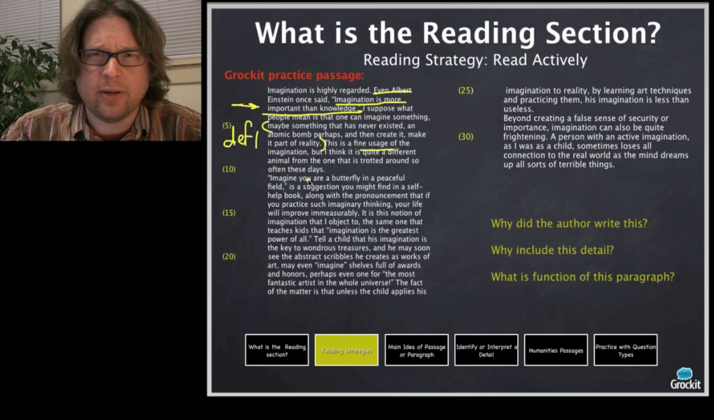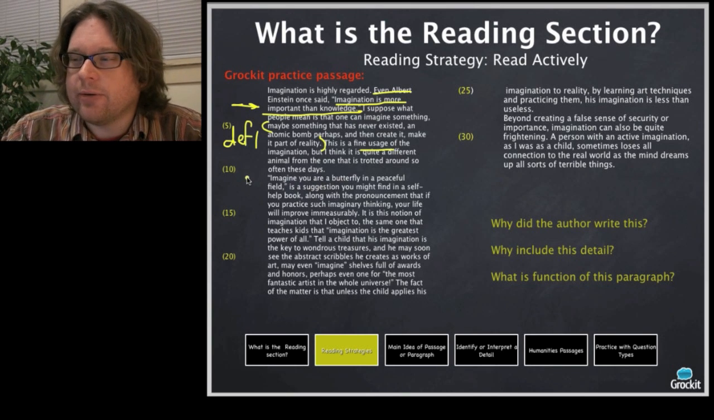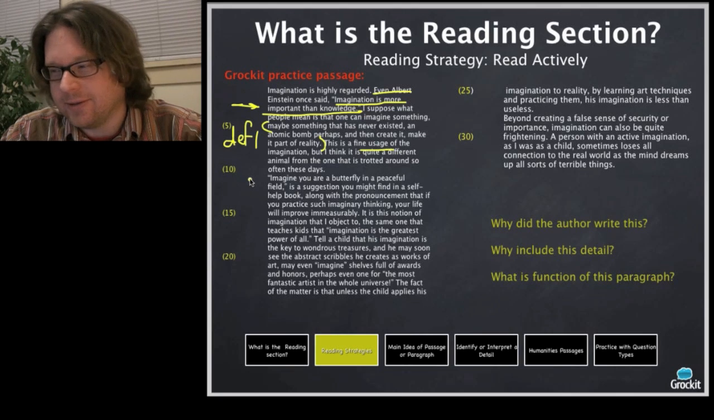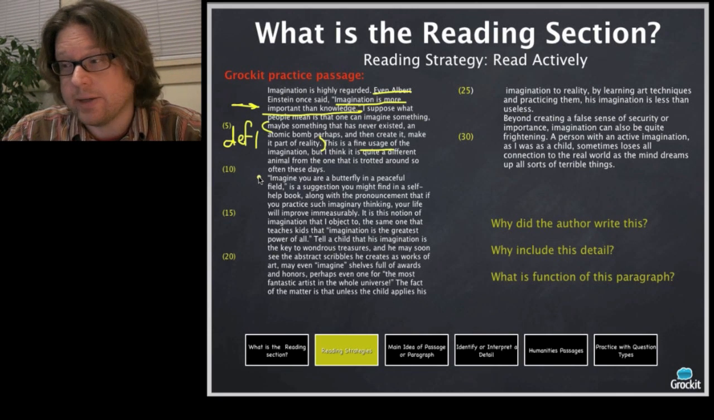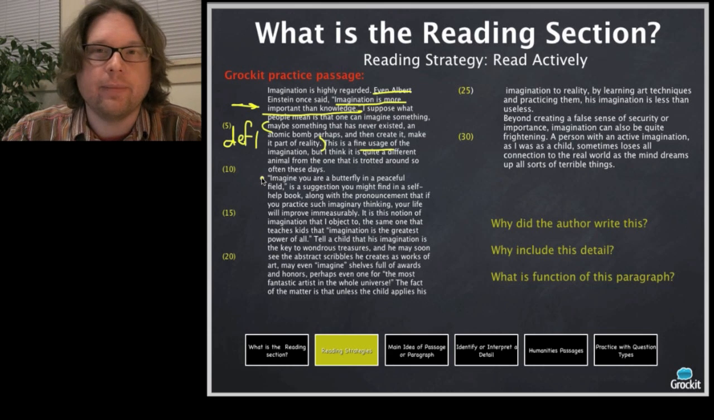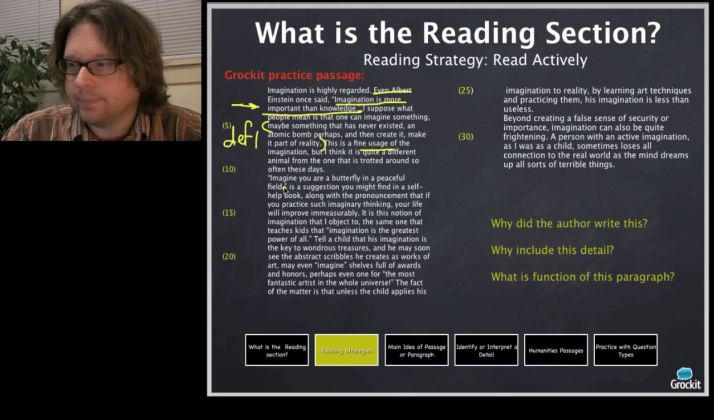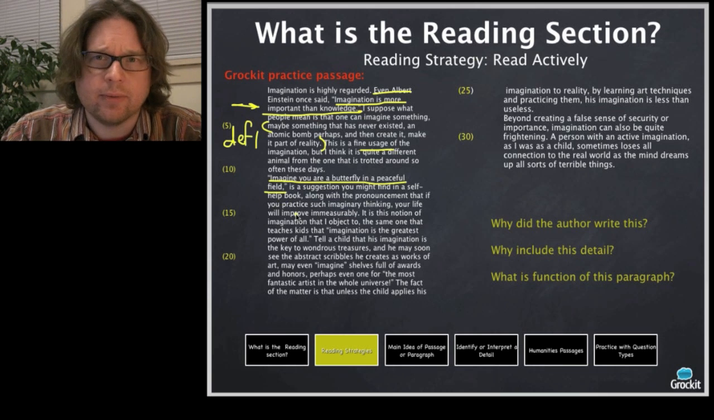If you say, well, some say this is the case, you can bet that the author is going to give a differing opinion later. Anyway, so, imagine you are a butterfly in a peaceful field is a suggestion you might find in a self-help book, along with the pronouncement that if you practice such imaginary thinking, your life will improve immeasurably. Okay. So here we have another quote. I'm just underlining quotes for this one. You don't have to do that, but you know that it's a thing you can do.